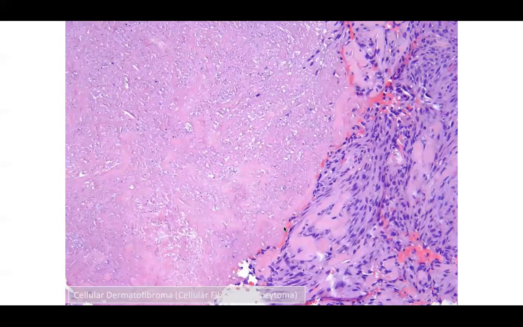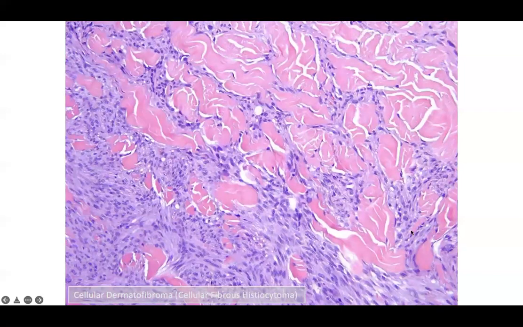Here's a cellular DF, just another example of that, but showing you that you can have some areas of necrosis here. Some good examples of collagen trapping at the edge of a cellular dermatofibroma. So here, you know it's cellular because when you look next to a collagen trapping area, you see that the lesion is full of a lot of cells, but the cells are pretty bland. You can find scattered mitotic figures though, and that's what makes it a cellular DF as opposed to just your normal DF.